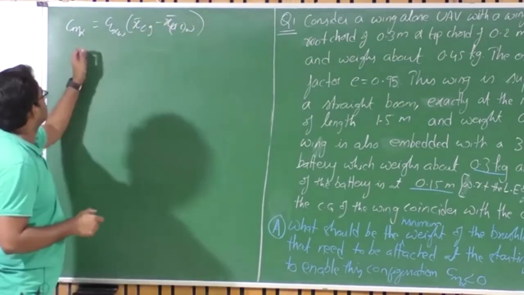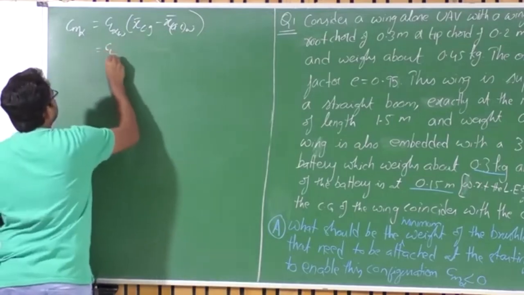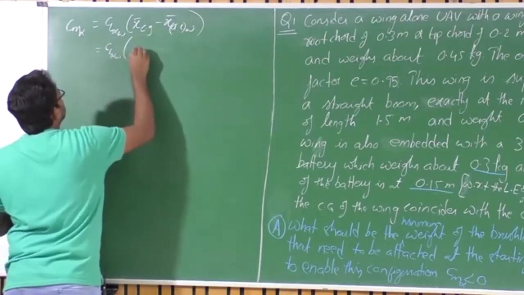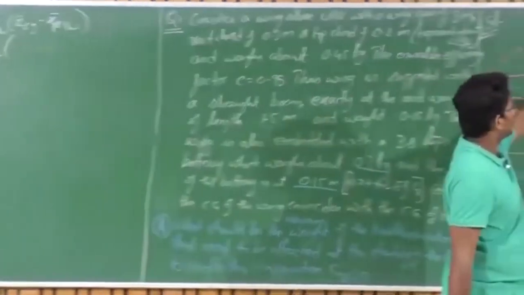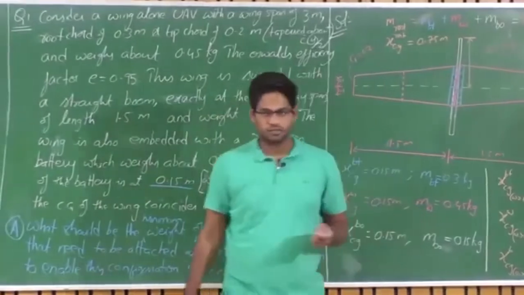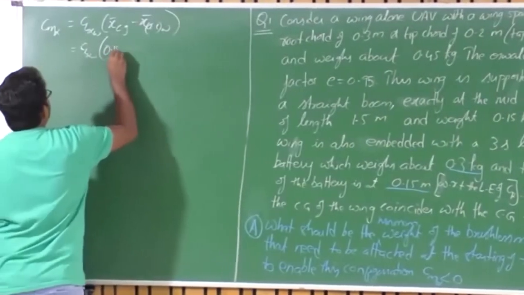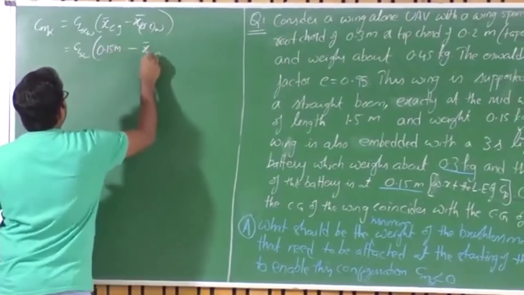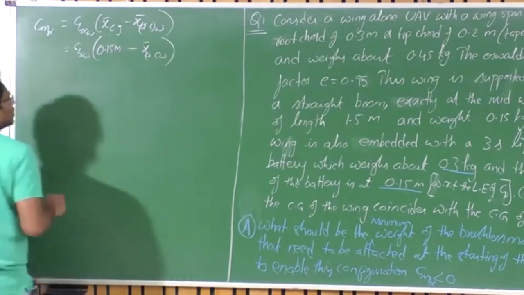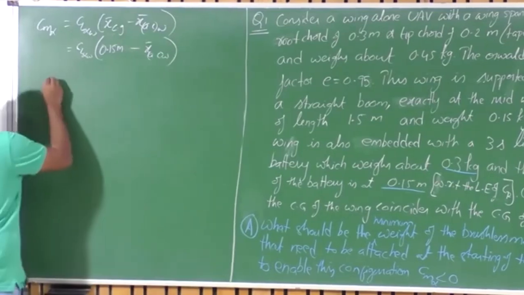We know what XCG is here. With respect to the leading edge of the root chord, it is about 0.15 meters. Am I correct? So this is 0.15 meters minus X bar AC of wing. So I need to find out what X bar AC of wing is. How can I find it?